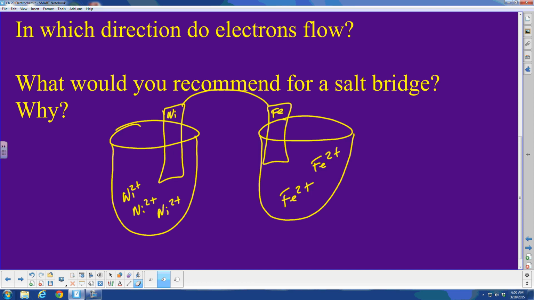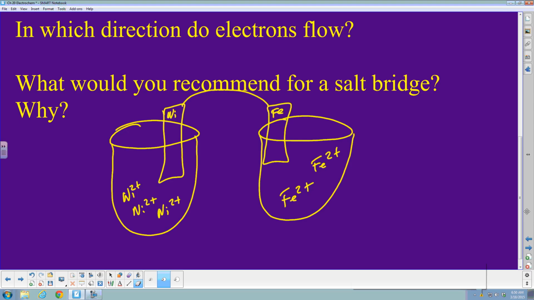There's something called a standard reduction potential table, and we'll get to that soon enough. But I'll tell you which of these is going to oxidize and which is going to reduce. Okay, let me see. What do we have? Iron 2 is a negative 0.44. And nickel 2 is a negative 2.8.